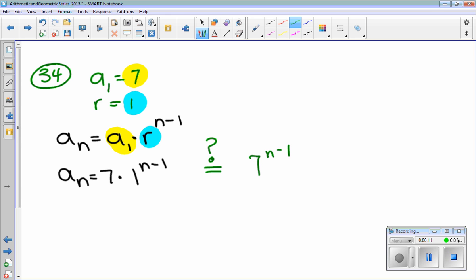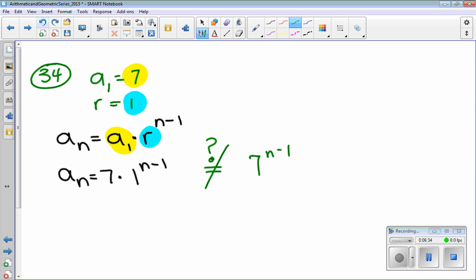Okay. What if this was also a 7? Could I make this a 49? What do you mean by different? Go ahead, Christian. One has an exponent and one does not.